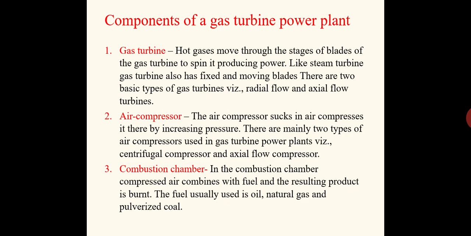In the combustion chamber, compressed air combines with the fuel and the resulting mixture is burned. The fuels usually used are oil, natural gas and pulverized coal. These three fuels are commonly used. Oil means diesel or petrol. Then comes natural gas. Natural gas is also good as a fuel. Complete combustion is very easy, and mixing with the gas is also not a headache. And also pulverized coal. Pulverized means fine powdered coal. That is what is called pulverized coal.